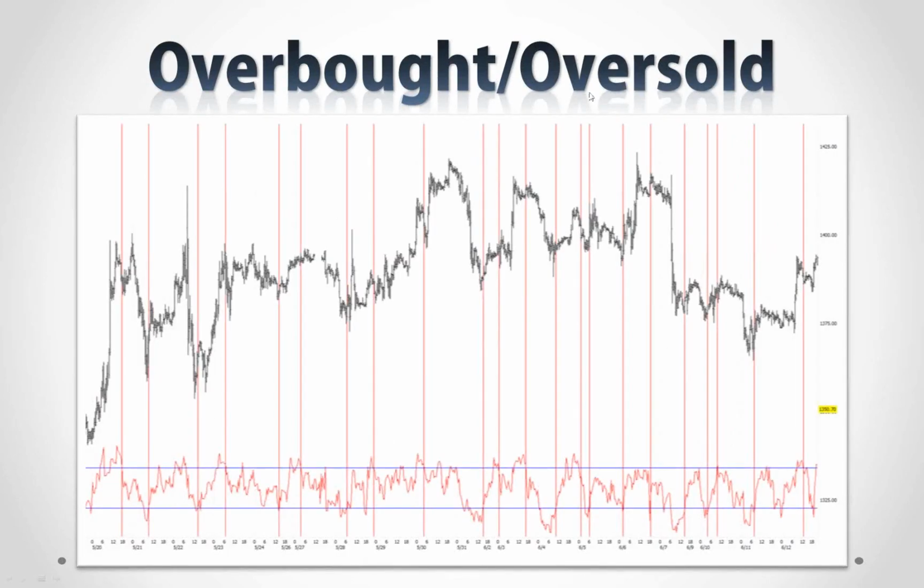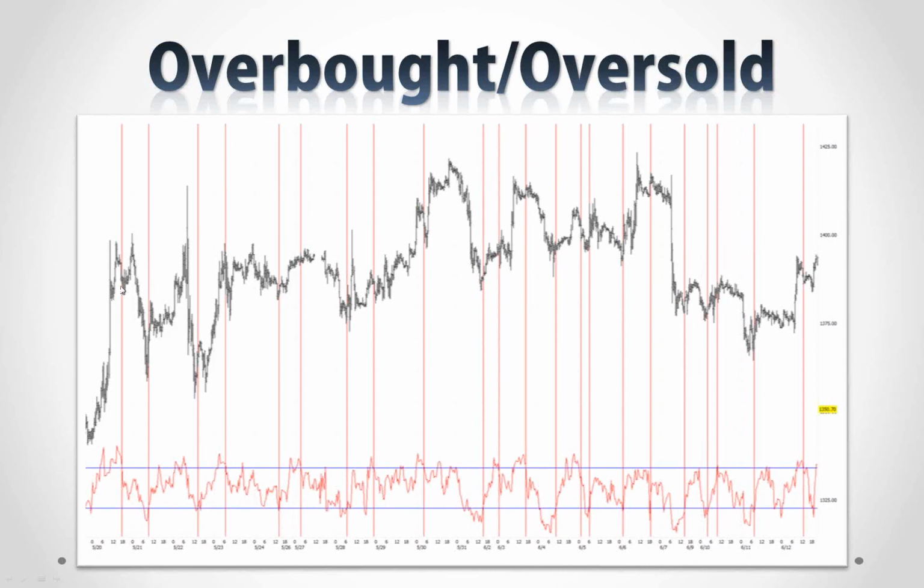So here's an example of overbought and oversold signals based on the RSI. On the same chart, I put vertical lines wherever the RSI went above 70 or below 30 and then crossed back into the middle of the range, providing either a sell or a buy signal. So you can see how reliable they are.